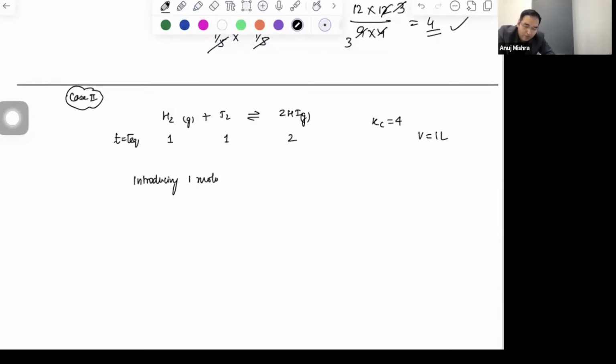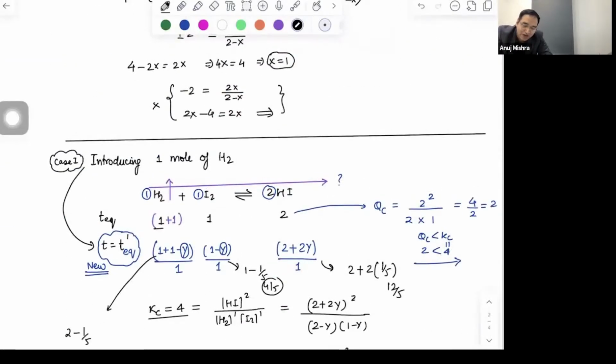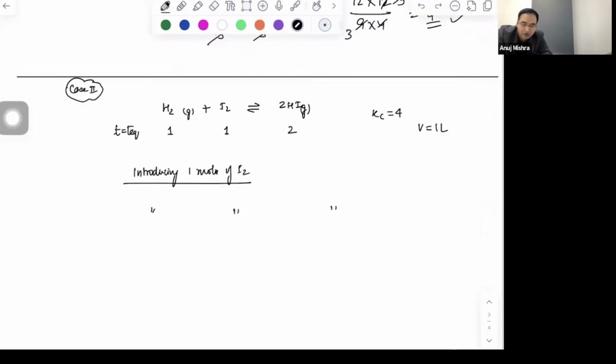So if somebody asks, if you're introducing 1 mole of iodine at equilibrium, how will you solve? I'll say, this is my answer. Everything will be the same. The only thing is, if it is 1 mole of I2, I'll just write I2 here and H2 here. Do you understand? Don't you think it is exactly the same? Everything is the same and the same answer will come, right? We'll be getting the same answer mathematically also. Case number 3.